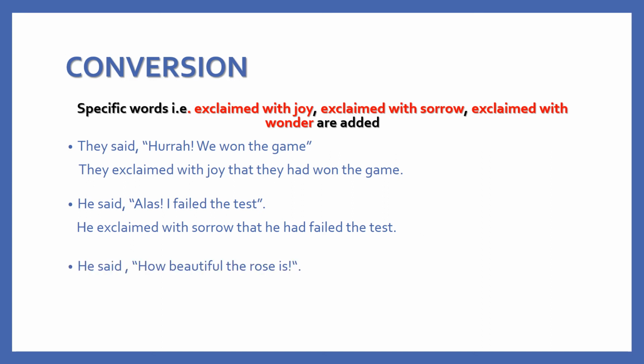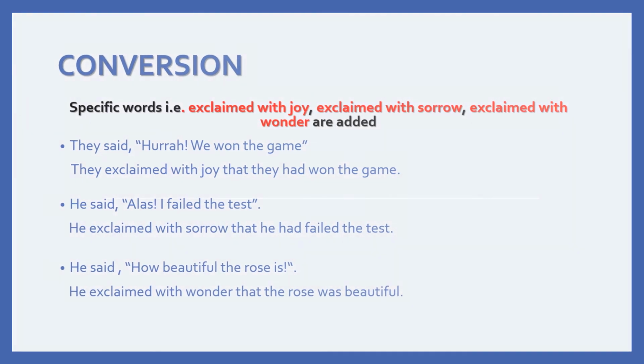He said, "How beautiful the flower is." It becomes, he exclaimed with wonder that the flower was beautiful. In this example, the reported speech is first converted into assertive and then the speech is changed.